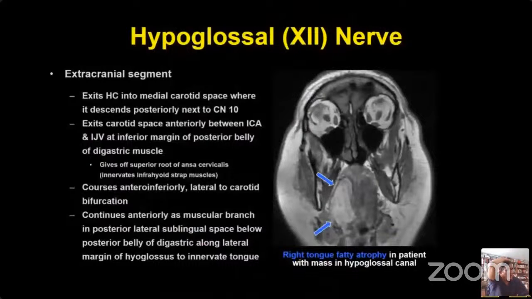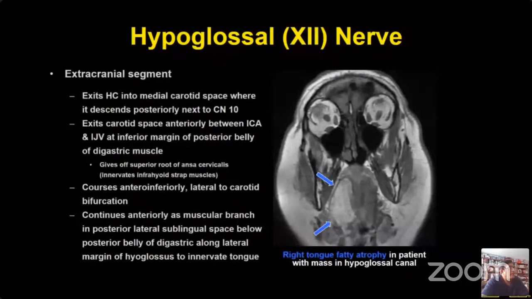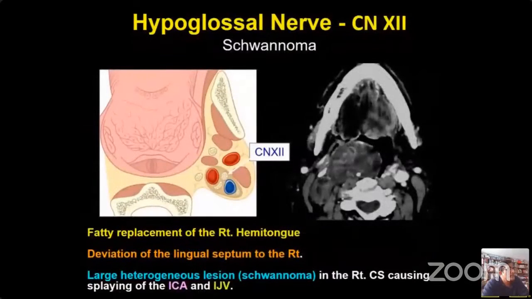Again, if you look at the extracranial segment of the hypoglossal nerve, and this is a post-contrast T1 coronal. I'm sorry, this is a pre-contrast T1 coronal, and you can see the fatty atrophy of the right side of the tongue, and that is because of the lesion of the hypoglossal nerve. So there's a hemiatrophy of the tongue on the right with fatty deposition, and that is because of a lesion of the hypoglossal nerve on that side.